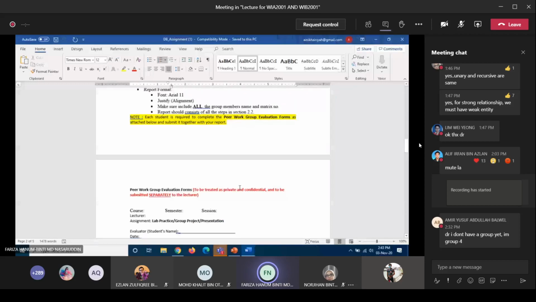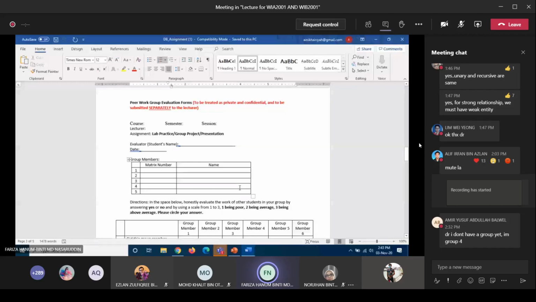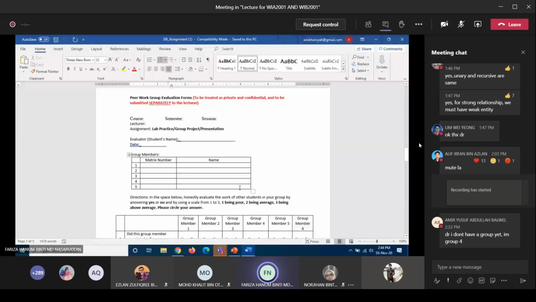Okay, any questions? Please note, 5% will come from your peer work evaluation form, which will be sent privately to us. So if you are not doing a good job, your team members may not give you good marks. This is sent to us directly, so you will not know how much your group members are giving you, and you can also mark your group members.